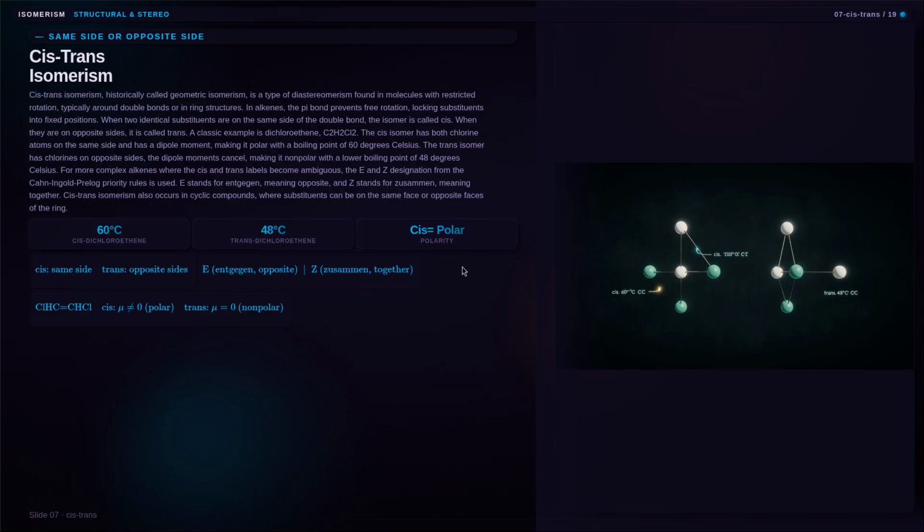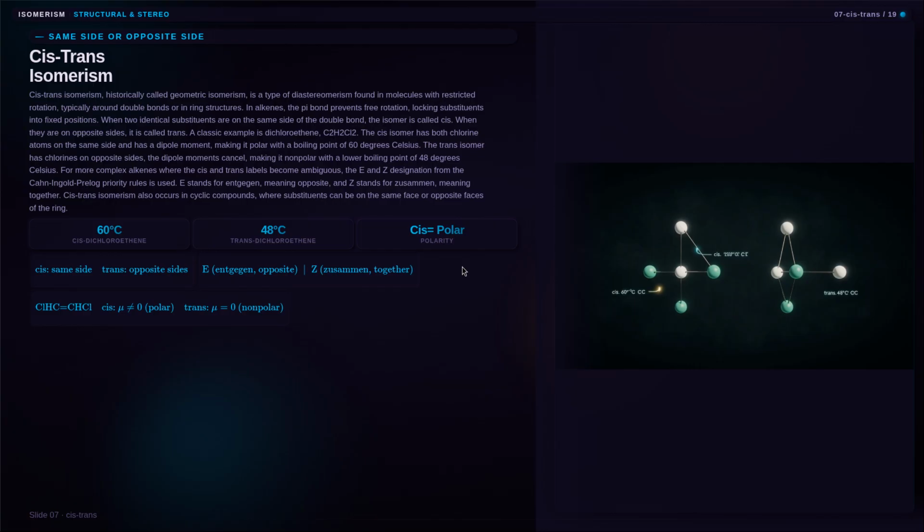A classic example is dichloroethene, C2H2Cl2. The cis isomer has both chlorine atoms on the same side and has a dipole moment, making it polar with a boiling point of 60 degrees Celsius. The trans isomer has chlorines on opposite sides. The dipole moments cancel, making it nonpolar with a lower boiling point of 48 degrees Celsius.